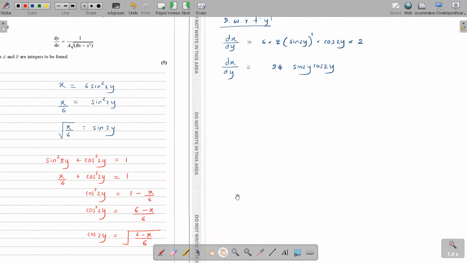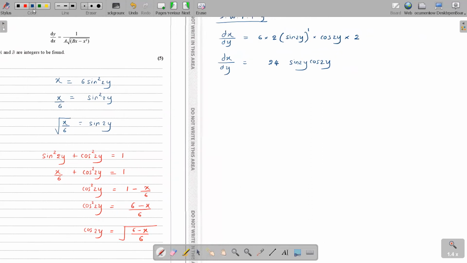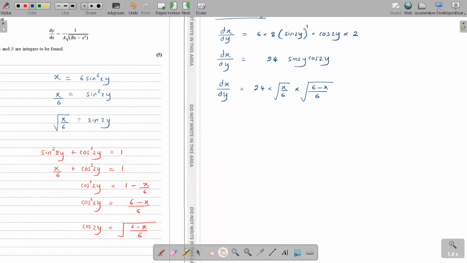So then let's put the values over here. dx by dy equals 24 times sine 2y, which is root x over 6, into cos 2y, which is root (6 minus x) over 6. Now simplify, and we have to make it dy by dx, right? So let's work on this. I just need to turn the whole thing upside down. I'll do it at the very last second.